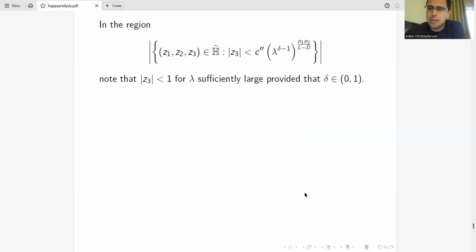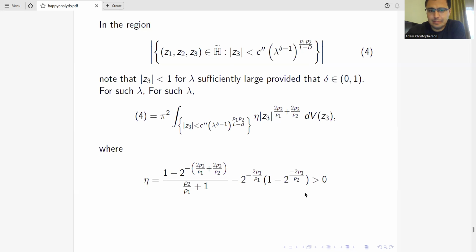Notice a small piece of housekeeping: if delta is less than 1, then you have absolute value of Z3 less than lambda to a negative power, and that would ensure that absolute value of Z3 is less than 1 for lambda sufficiently large. So we will have to insist that delta be positive, but no more than 1. And for such large enough lambda, the weak type norm ends up being equal to this polar integration, where eta is as follows. It took me a few minutes to convince myself that eta was actually non-negative, but it definitely is.